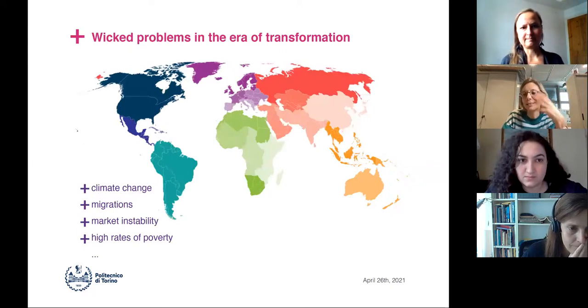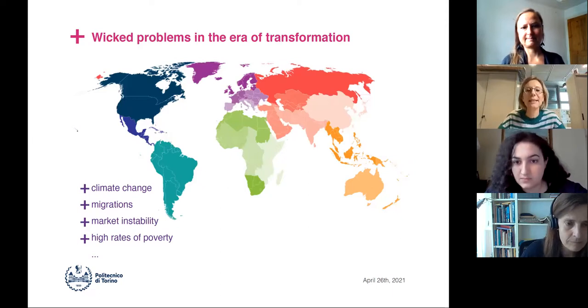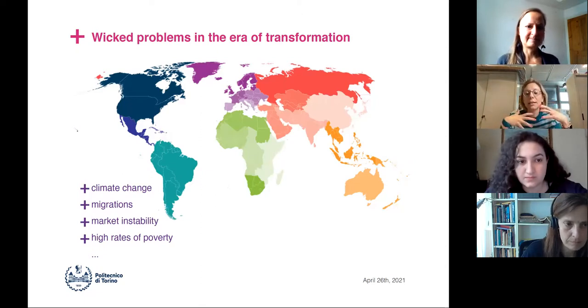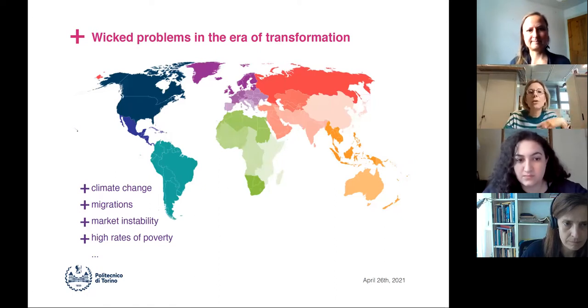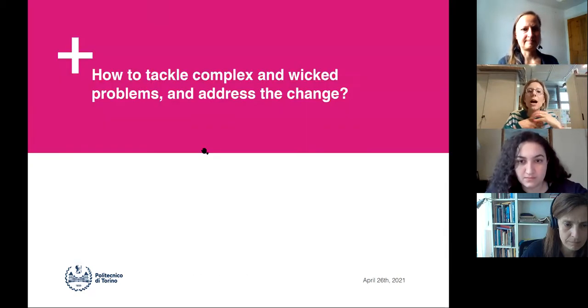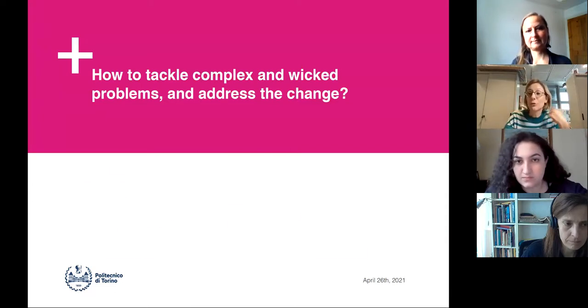Systemic design wants to face the wicked problems that we are facing nowadays, that are very complex, including climate change, migration, market instability, and also higher rates of poverty. All these wicked problems are interconnected one with the other. So how can we tackle this kind of problem and address the change?